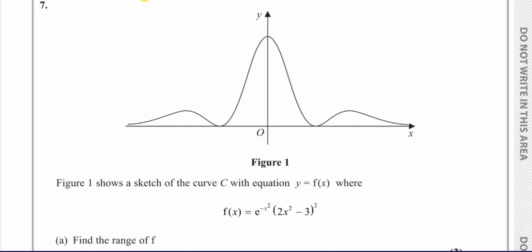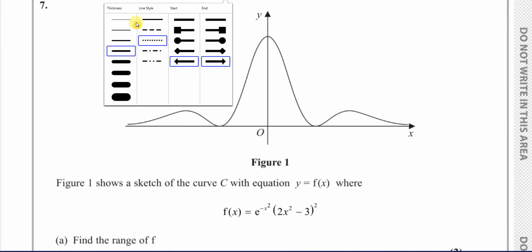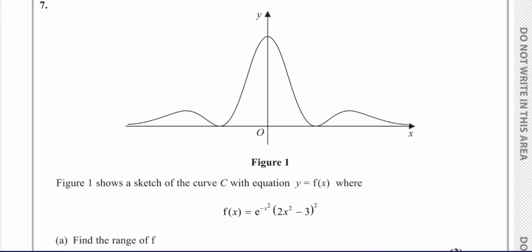Okay, so the range of a function is the values that its output can take. Here there's no restriction on the domain. It looks like it can go on forever, right? So any x value can go in here, but from the look of the graph, we can see that it seems like it's going to start from the x-axis. It won't go below the x-axis, right?